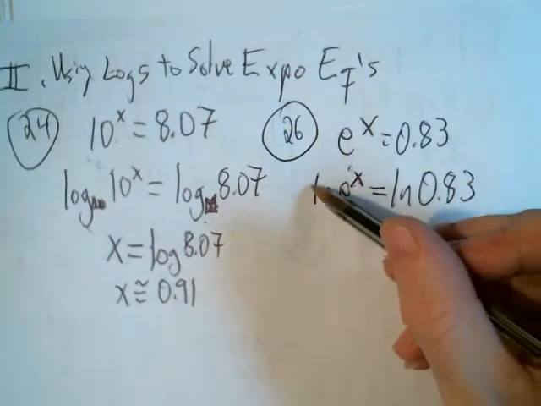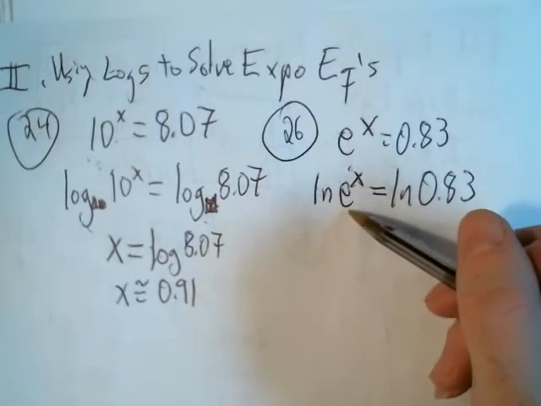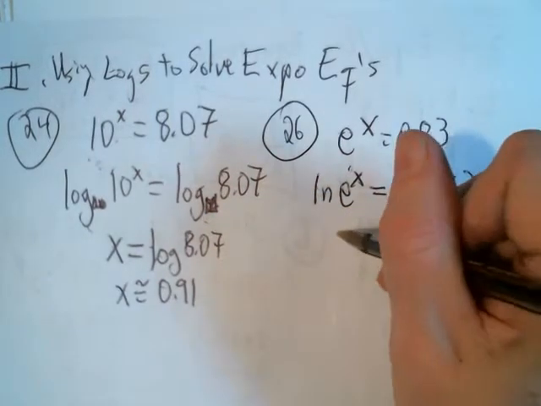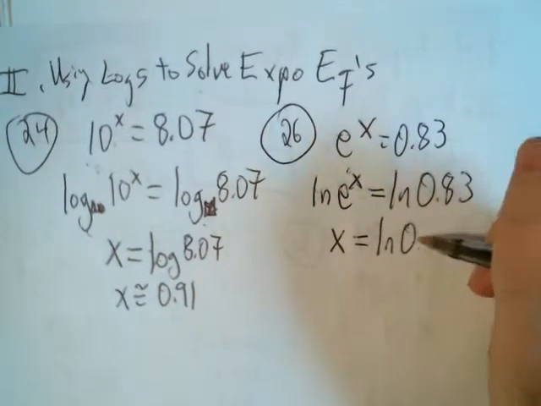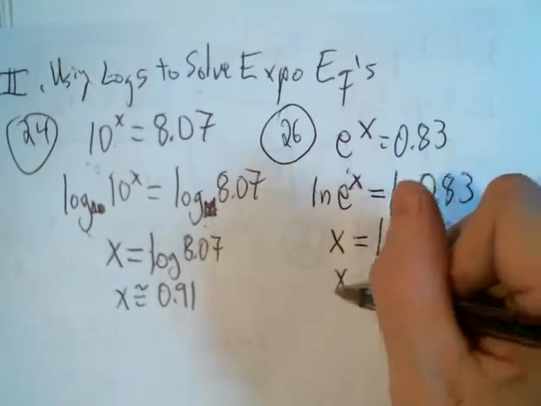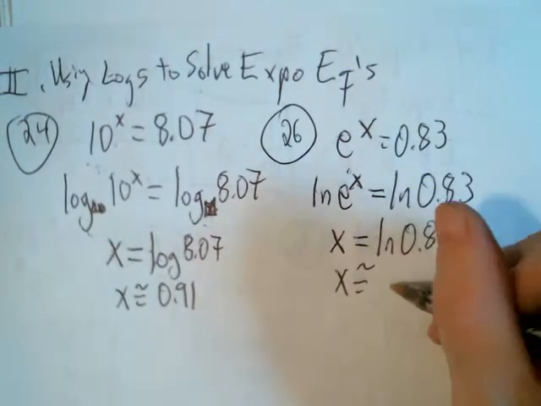Anyways, over here, because of the cancellation equations, log base e of e to the x is just x. And then over here, you get ln of 0.83, and then you have to run to your calculator and get an answer.